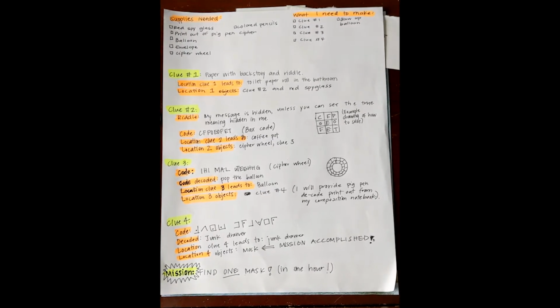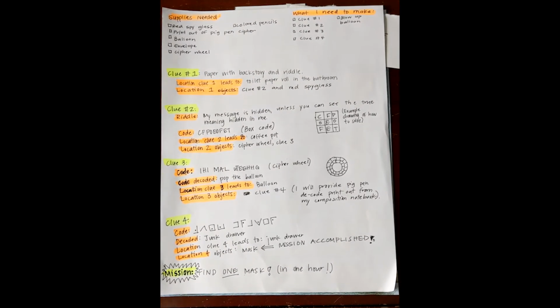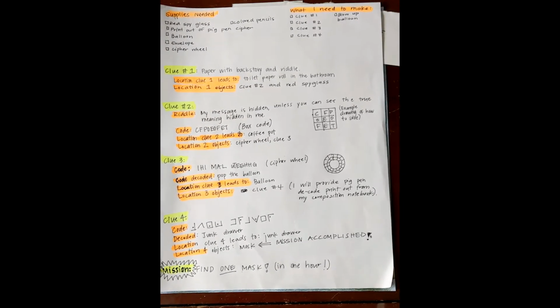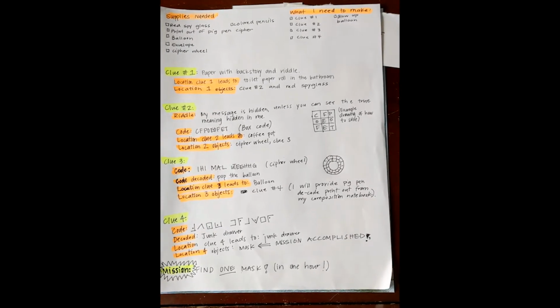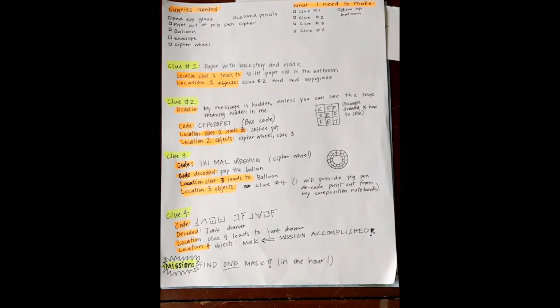I started with a supplies needed list, and I added to that as I thought of different clues and planned out my escape room. I also, at the top, added a little section called the What I Need to Make list, and that was helpful to me because it reminded me of what I needed to make and do in order to be able to set up my escape room.